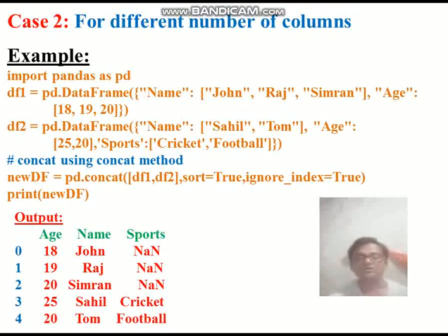So these are the basic operations associated with data frames. The differences are very clear. In the case of merging, values join horizontally. In the case of join, values join horizontally. In the case of concatenation, values join vertically. In the case of merging, columns will increase. In the case of joining, columns will increase, but in the case of concatenation, both columns and rows can increase.